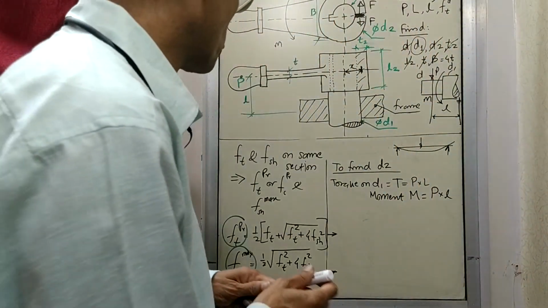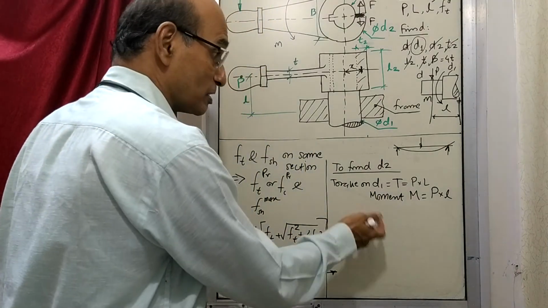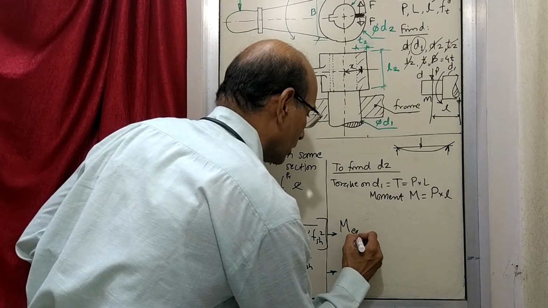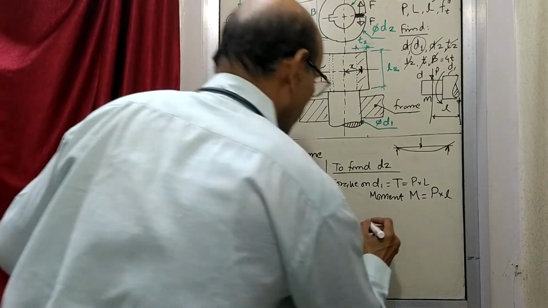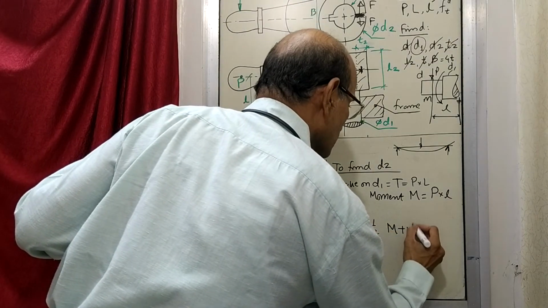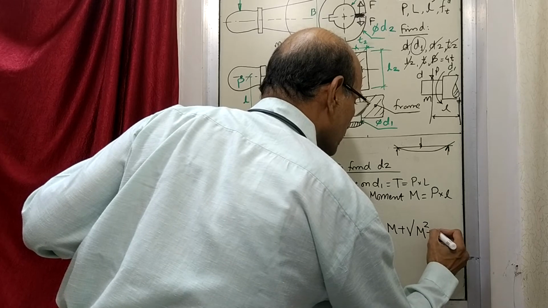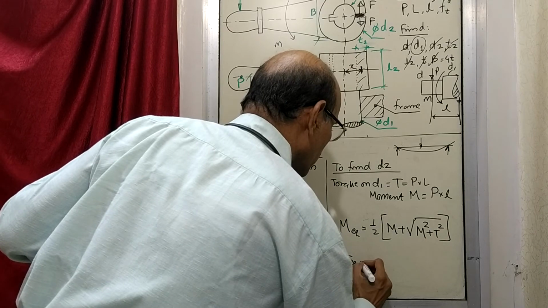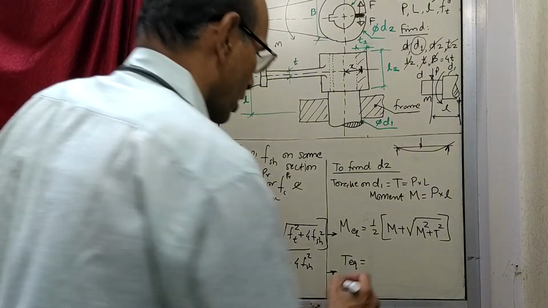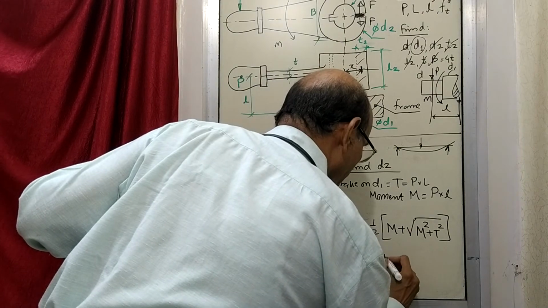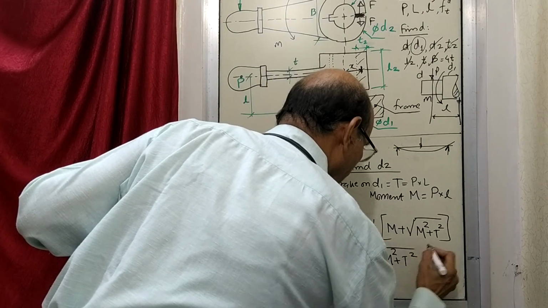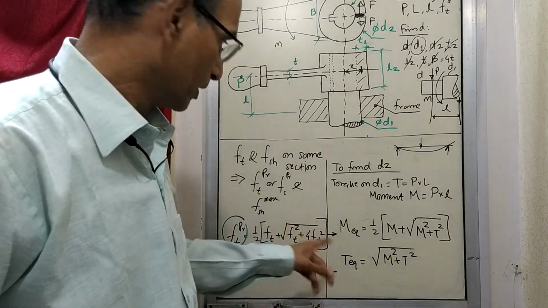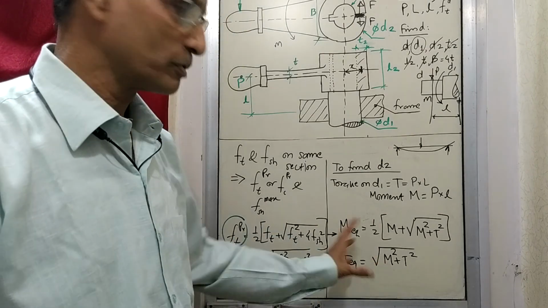Okay, so having understood this much, now let me write a formula which is easy for our purpose. So that formula is like this. I'll write here M equivalent is equal to half of M plus square root of M square plus T square, and T equivalent is equal to square root of T square plus M square. Now this formula is derived from this only, which you can get from the book. I am just using it ready-made.